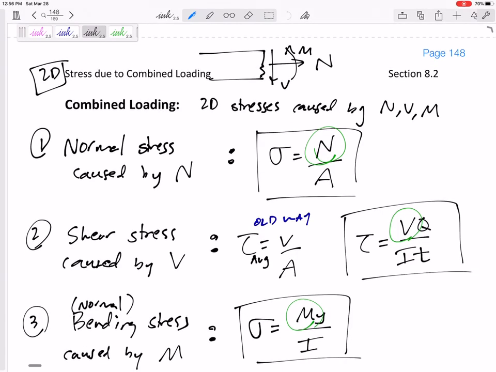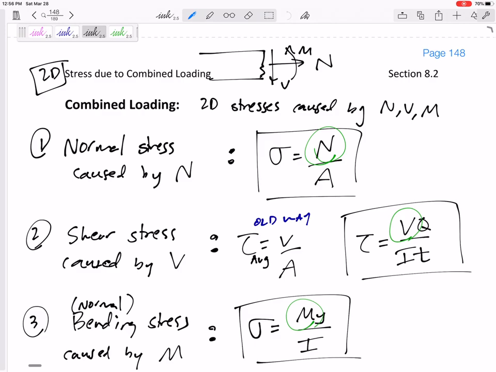Okay, so we've talked about the state of stress for 2D problems. For 2D problems, there's just three unknowns, N, V, and M. Those are the three internal loads. If we cut a two-dimensional beam, we draw N, V, and M. We can solve for N, V, and M.